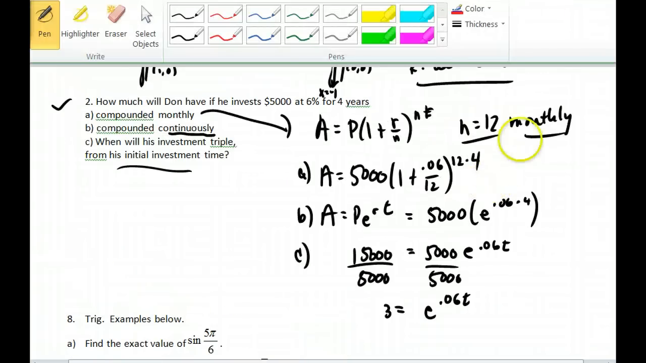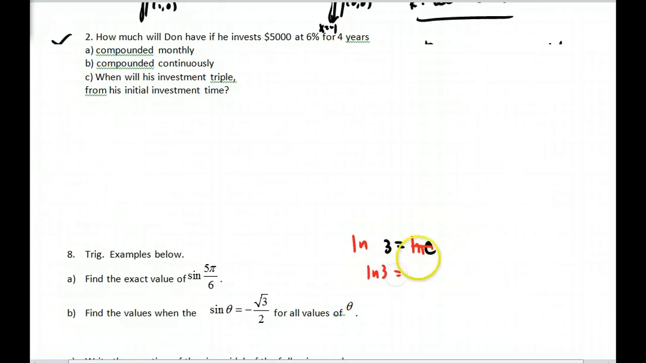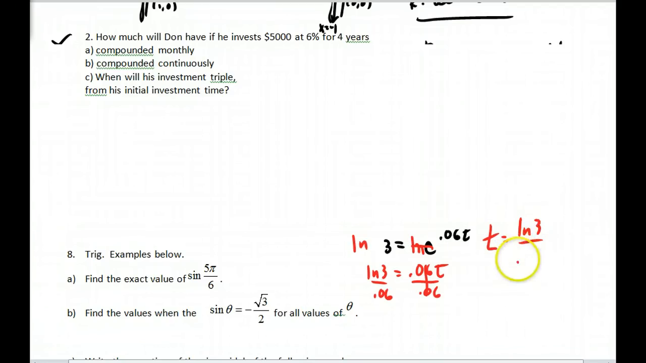And then what I need to do is take a ln. I need to get this variable out of the exponent. This side will cancel, so I have ln 3 is equal to 0.06 t, and then I just divide both sides by 0.06. I think my computer is overloading, so I'm going to end up with that. So your time would be ln 3 divided by 0.06. You can go and calculate that and figure out what that is.